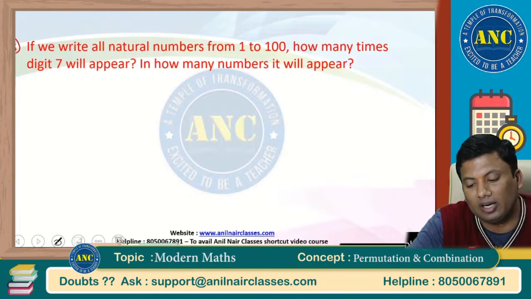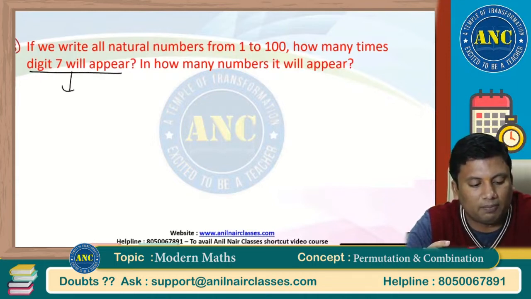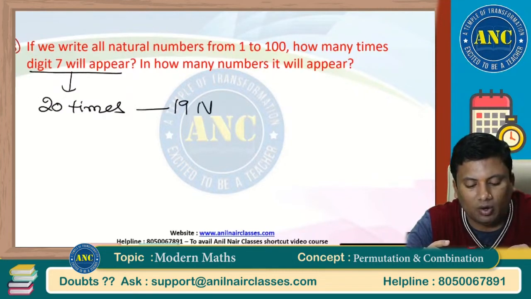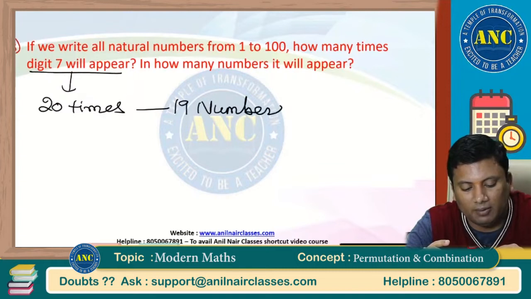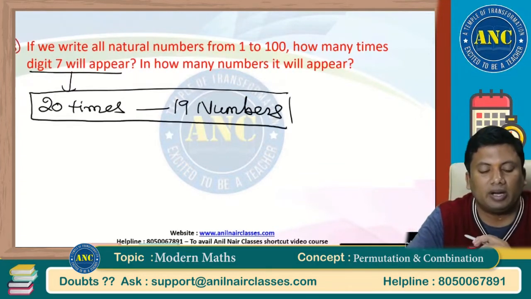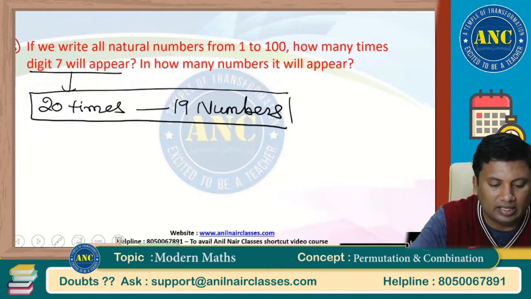If we write all the natural numbers from 1 to 100, how many times will the digit 7 appear? Any single non-zero digit appears 20 times, but in how many numbers? 19 numbers. The direct answer is, it will appear 20 times but in 19 numbers.